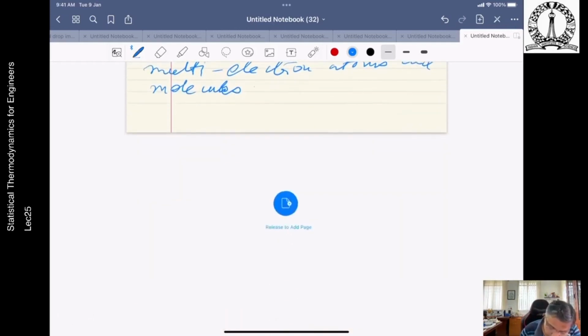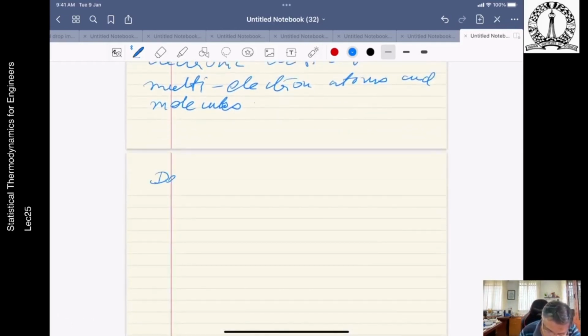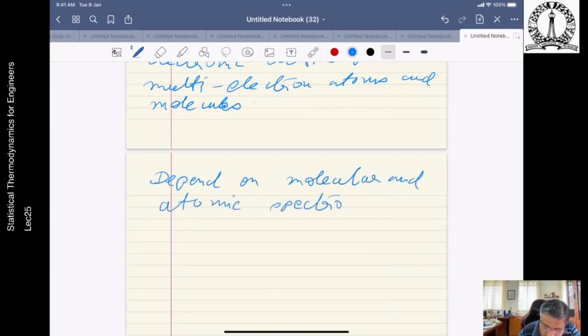So you principally depend on atomic and molecular spectroscopy. Each electronic level is also characterized by an associated term symbol from which we can extract the electronic degeneracy, which is required for the statistical thermodynamics, statistical mechanical calculations.